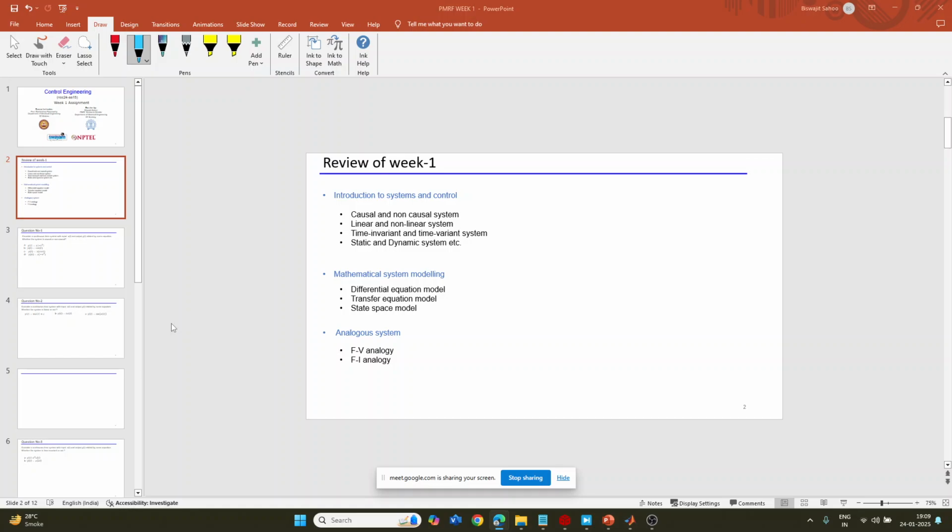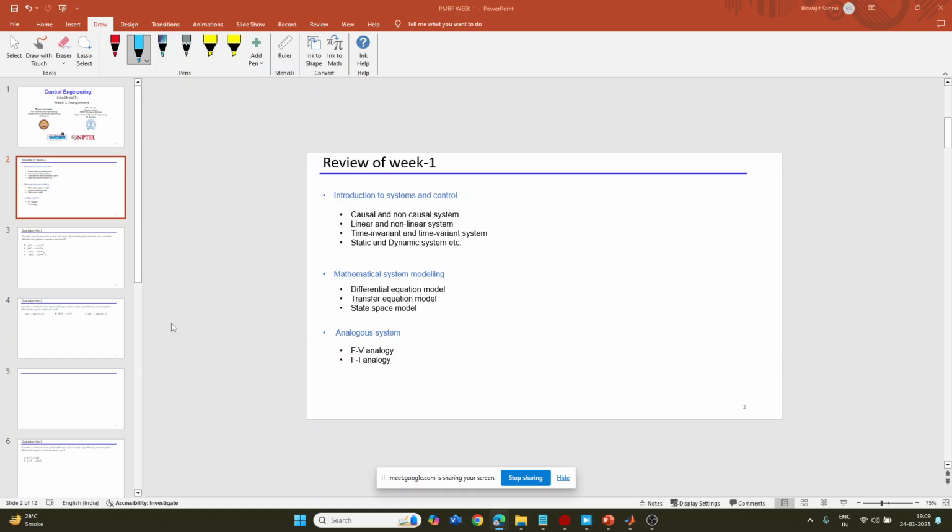The first one is: what is a system? What is the definition of a control system, and what do we mean by system? How are systems classified? Systems are of various types, and you can classify them depending on the input and output behavior.